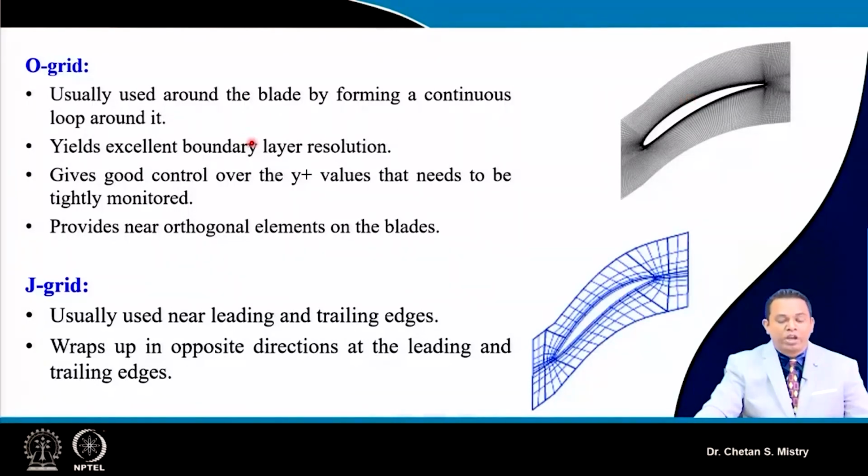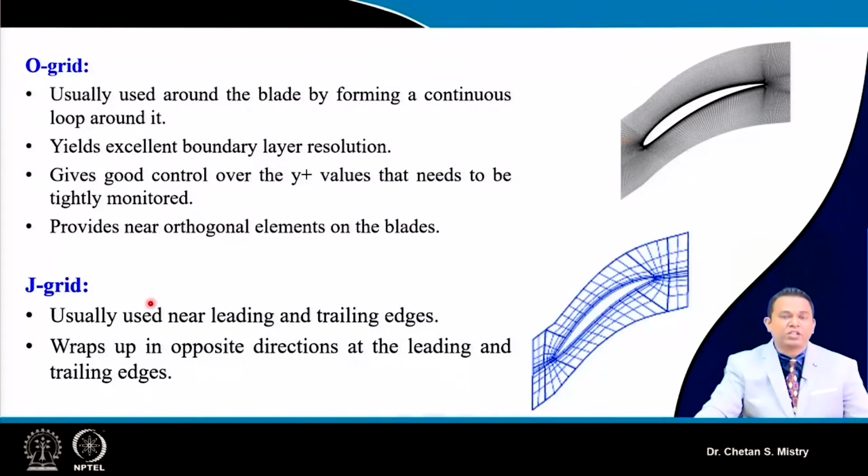In order to do that, we need great control in terms of Y plus. You may be aware of Y plus. That is one of the methods to size the elements near my blade. This represents the Y plus value. It provides near-orthogonal elements on the blades. So this is one of the grids we can use to capture the boundary layer behavior on the suction surface as well as on the pressure surface.